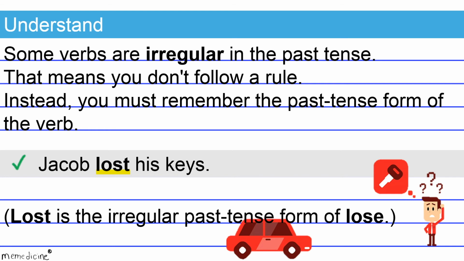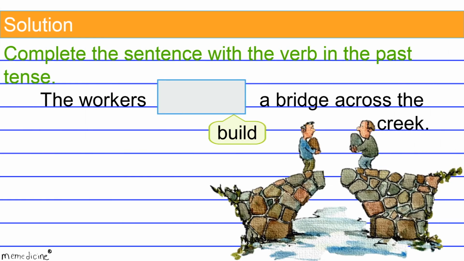All right, back to our original question, and now for the solution. Built is the simple past tense form of build. This is an irregular verb form, so you'll have to commit it to memory.